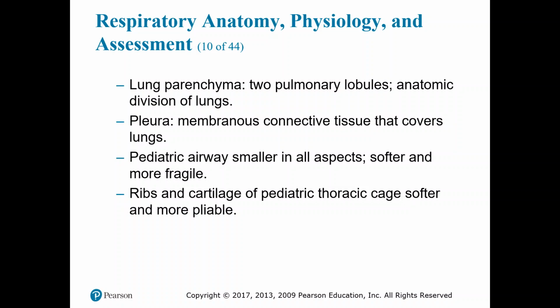And as we're continuing to discuss pediatric, the pediatric airway is smaller in all aspects, softer and more fragile. They have not had time to strengthen as they are still growing, so things still need to stay soft and pliable. The ribs and cartilage of the pediatric thoracic cage are often softer and more pliable. We know this if you've ever done CPR. The older you get, the more difficult it is, and the more popping and cracking things you feel.